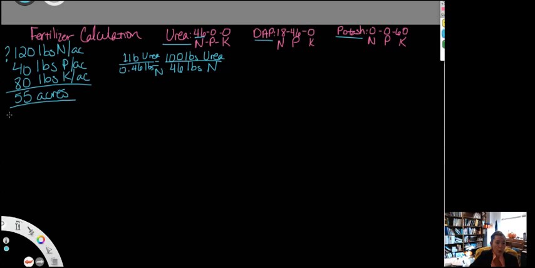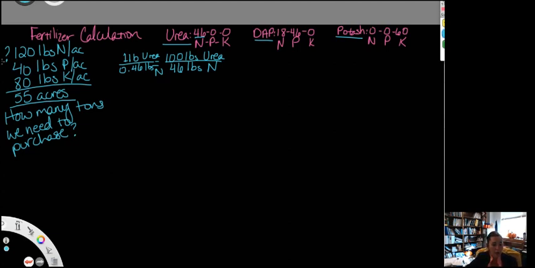So we want to know how many tons we need to purchase. So this is one of those times that I probably would not provide the unit for tons. I'm hoping you kind of remember that. That's one of those values that we've kind of seen for quite a few years. But as a reminder now, 1 ton equals 2,000 pounds.